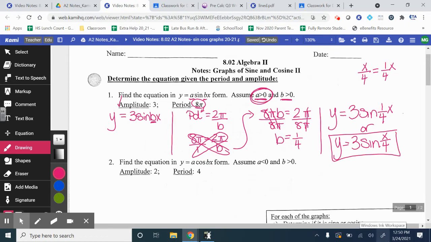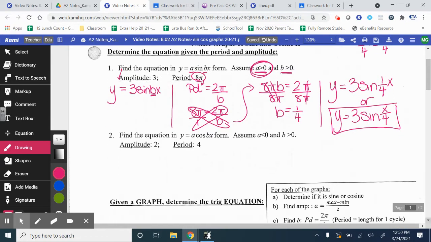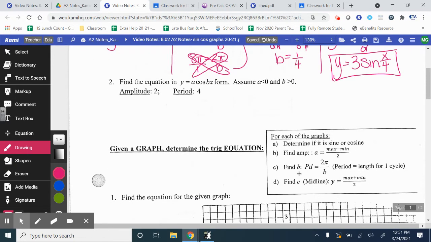All right, for number 2, very similar problem to what we just did. I want you guys to give it a try. Be careful on this one, though, because a here is less than 0. And this time our period doesn't have a pi in it. So go ahead and see if you can find your a and your b for this one.